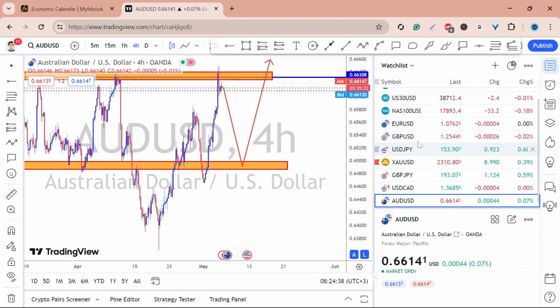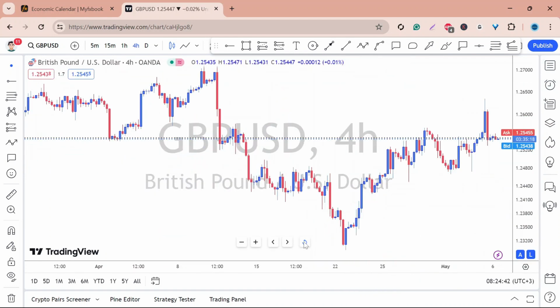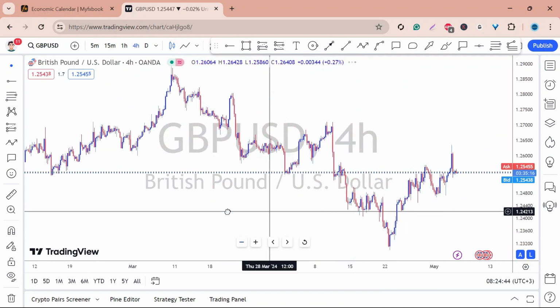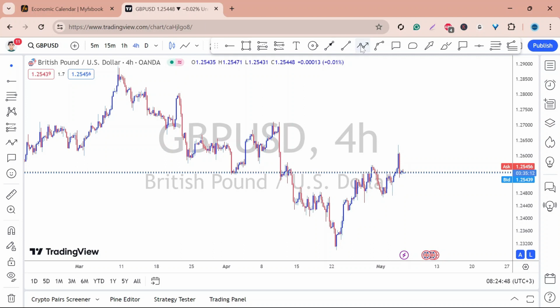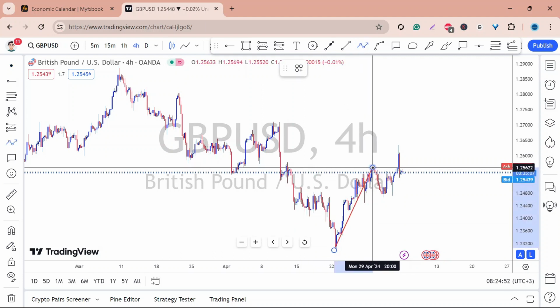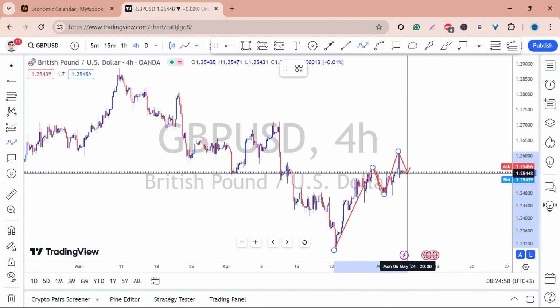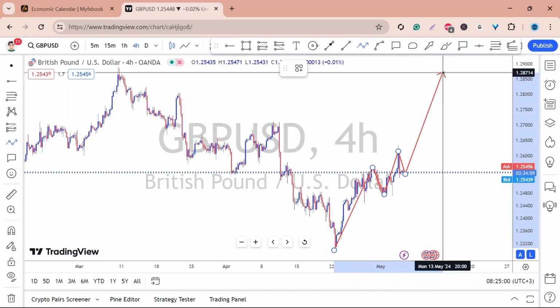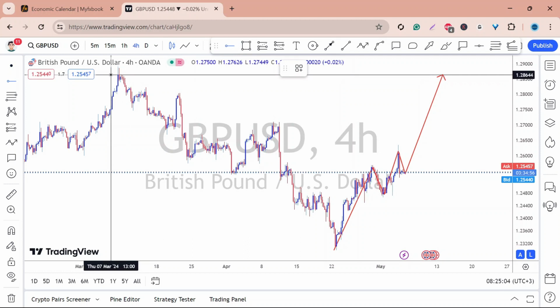Maybe probably we can add a GBP USD to our basket. Let's look at GBP USD. Okay, so we have been having this move here. For GBP USD, probably grabbing an entry on these zones, then we can continue with an upward movement of price.